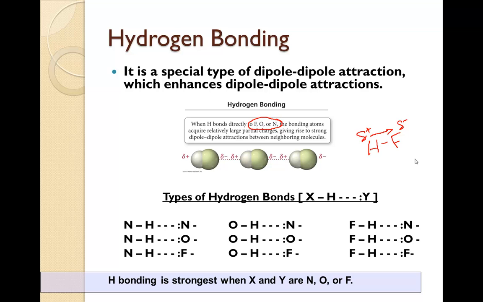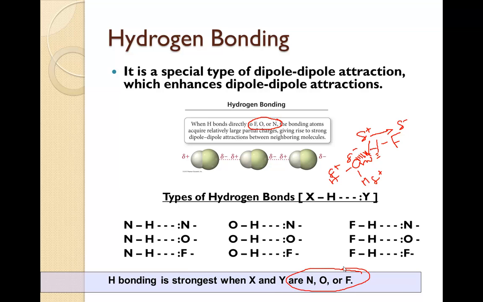This creates such a partially positive end that it's automatically, let's say we have water here, going to be attracted to that one here, because this will be partially negative and this will be partially positive. This creates a very strong interaction, so strong it has its own name. H bonding is the strongest when X and Y are nitrogen, oxygen, and fluorine.